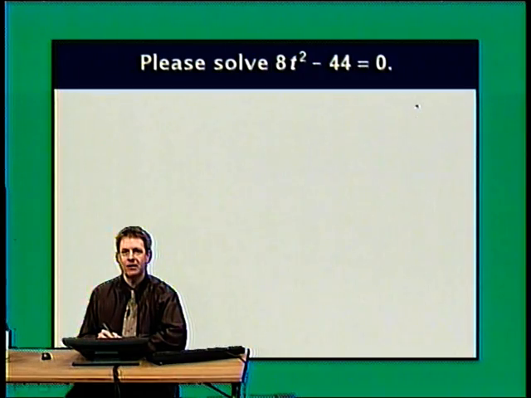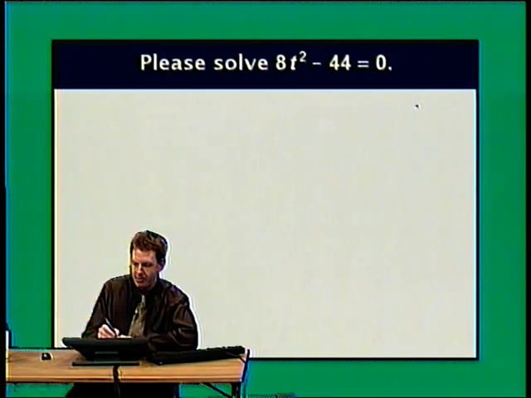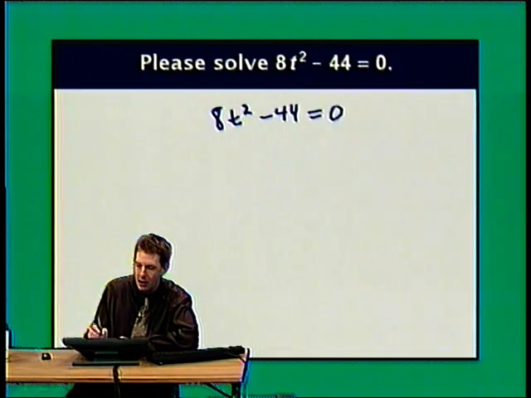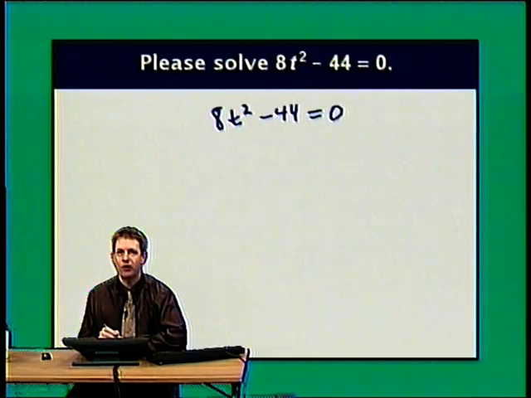All righty, let's look at this equation. 8t squared minus 44 equals 0. I do not have a perfect square equals a number, so I can't use my square root property yet. So the first thing I need to do is use other properties of solving equations so that I do have a perfect square equals a number.